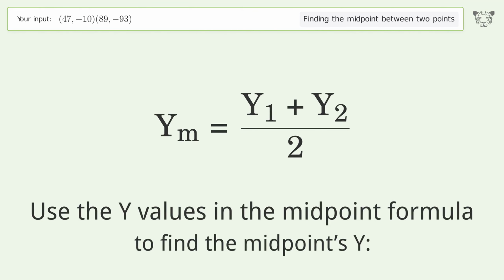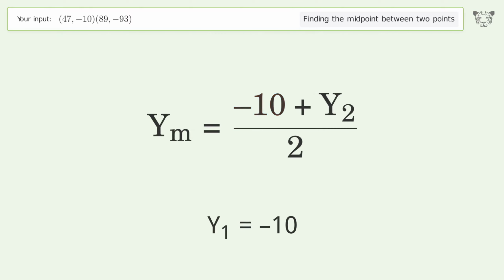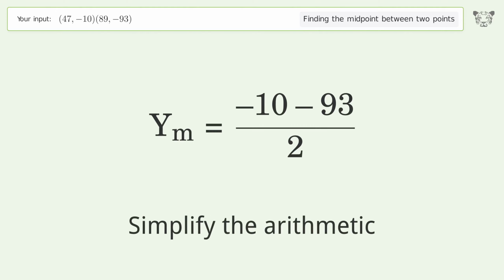Use the y values in the midpoint formula to find the midpoint's y. y1 equals negative 10. y2 equals negative 93. Simplify the arithmetic.